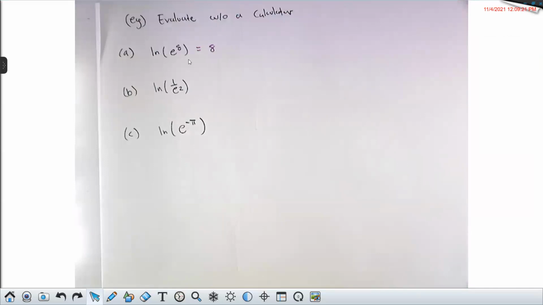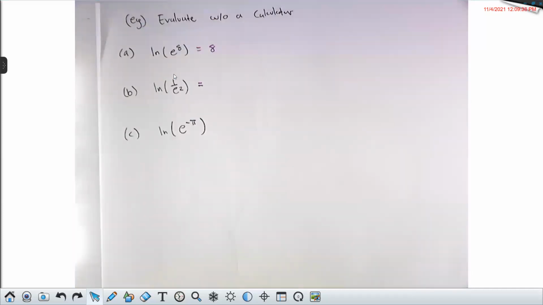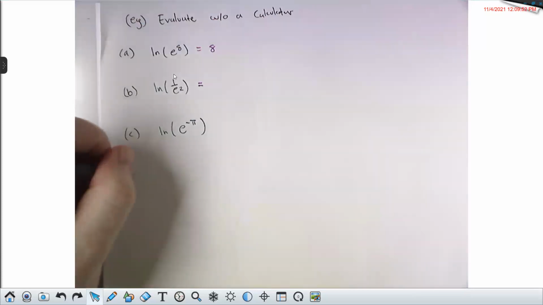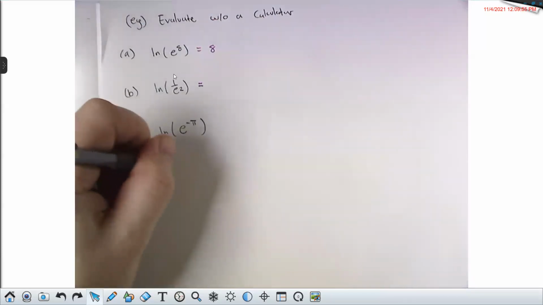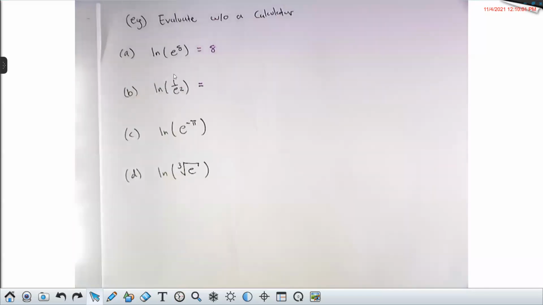Okay, what about the ln of 1 over e squared? Think of it like log base 3 of 1/9. Same sort of thing, right? This is the log base e of 1 over e squared. 1/2? Almost. In fact, inspired by your answer there, let me add one more. How about the ln of the cube root of e? We'll do that last.